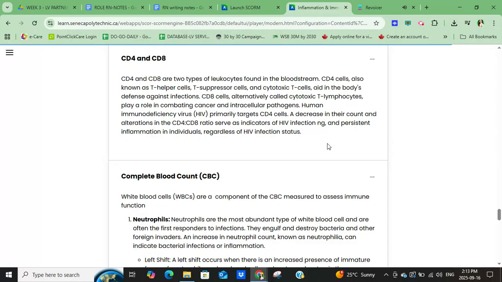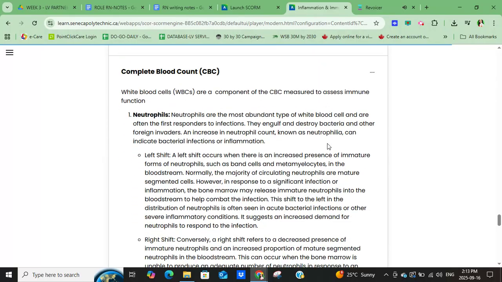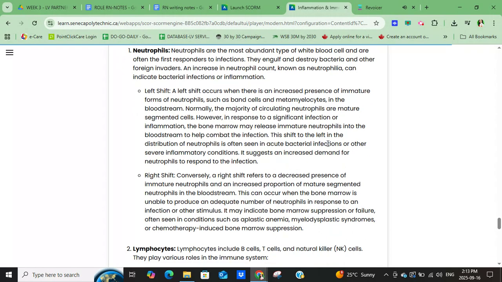Complete blood count (CBC). White blood cells (WBCs) are a component of the CBC measured to assess immune function. Neutrophils. Neutrophils are the most abundant type of white blood cell and are often the first responders to infections. They engulf and destroy bacteria and other foreign invaders. An increase in neutrophil count, known as neutrophilia, can indicate bacterial infections or inflammation.